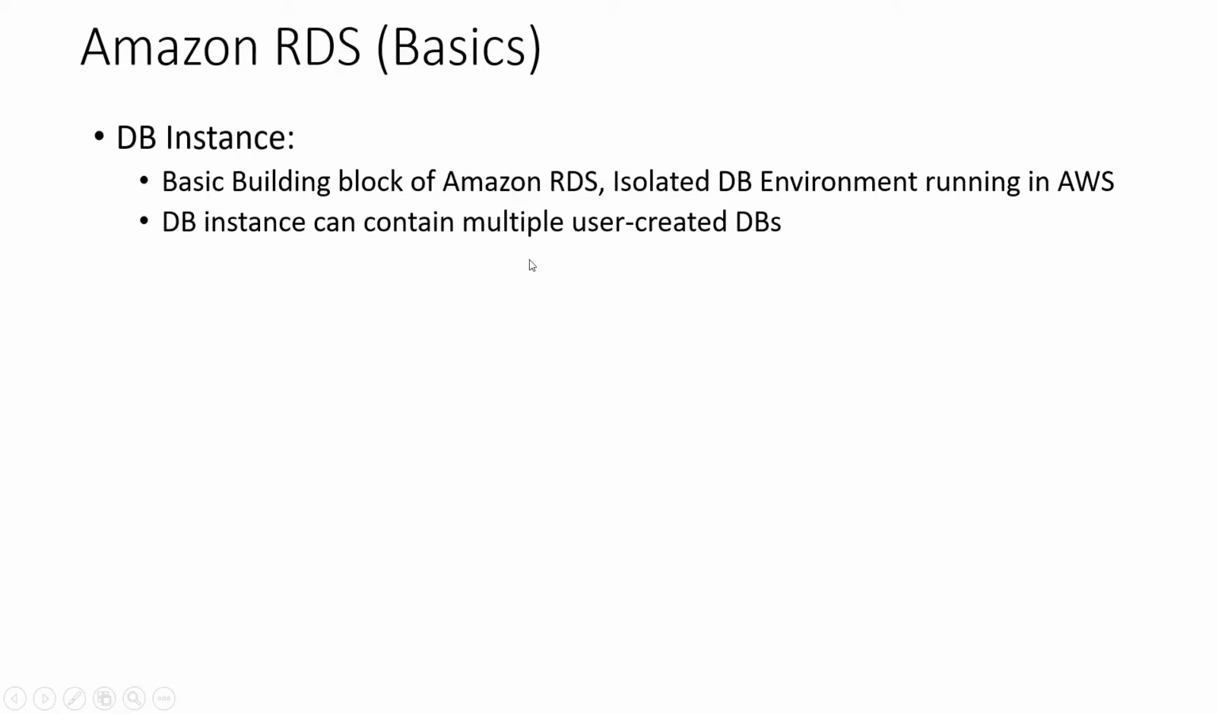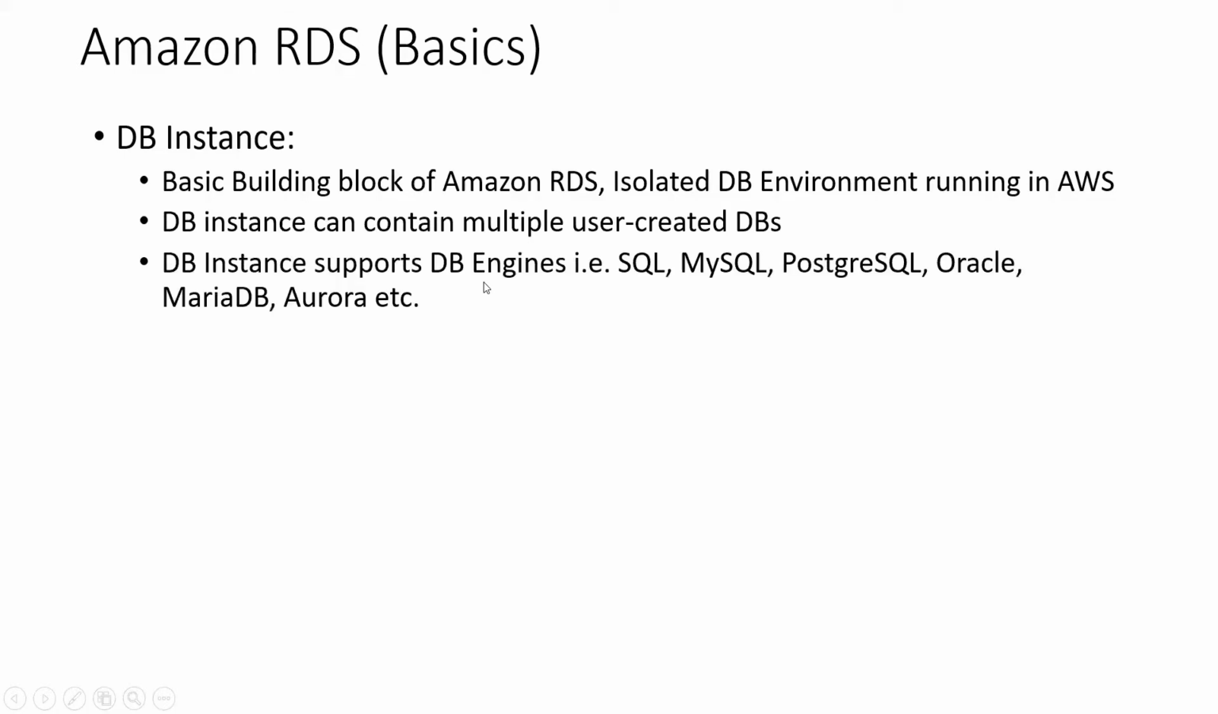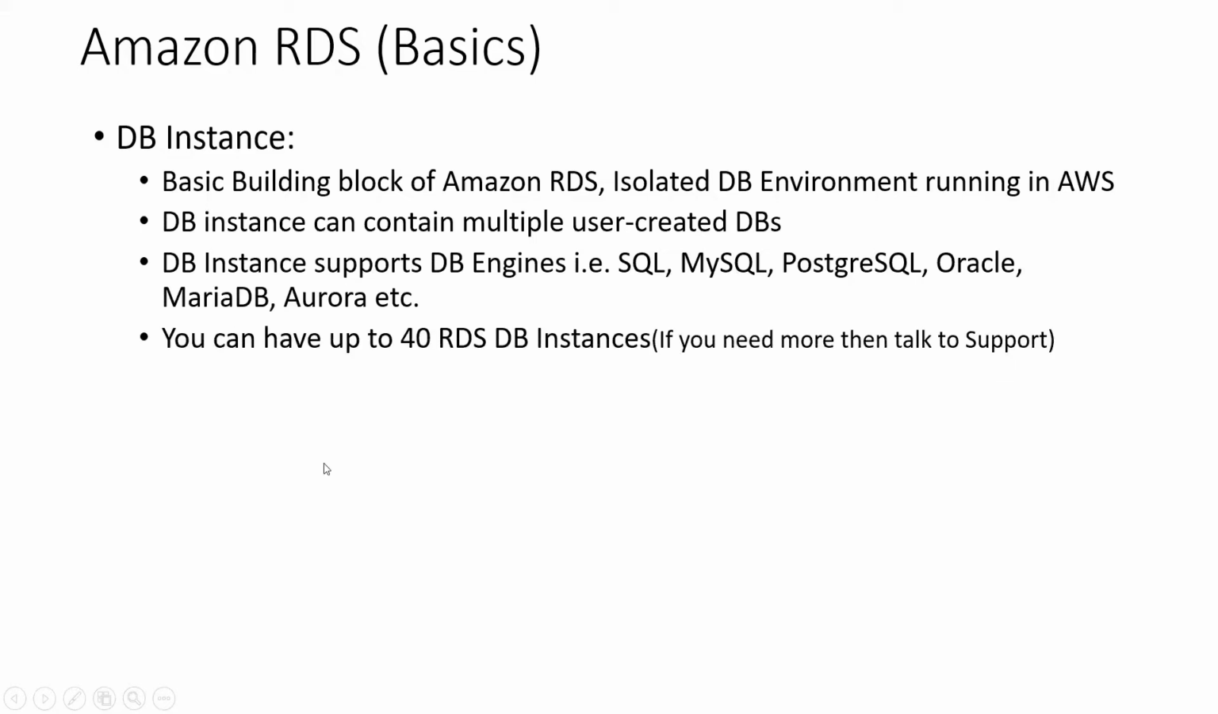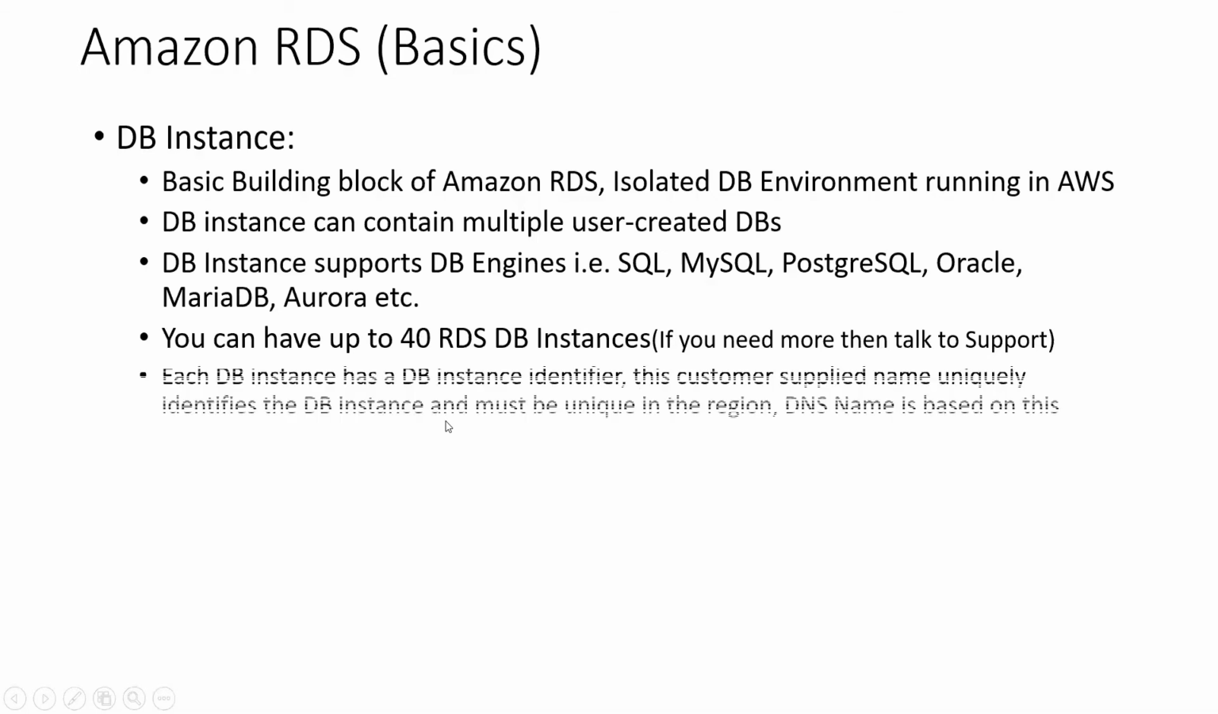Okay, as I said, this is a background server which we will not be able to interact with, but this would be holding or hosting our databases. So it can have multiple user created databases. It can support all types of engines like SQL Server, MySQL, PostgreSQL, Oracle, MariaDB, Aurora, etc. And you can have up to 40 RDS database instances in your account. If you need more, you can talk to the AWS support.